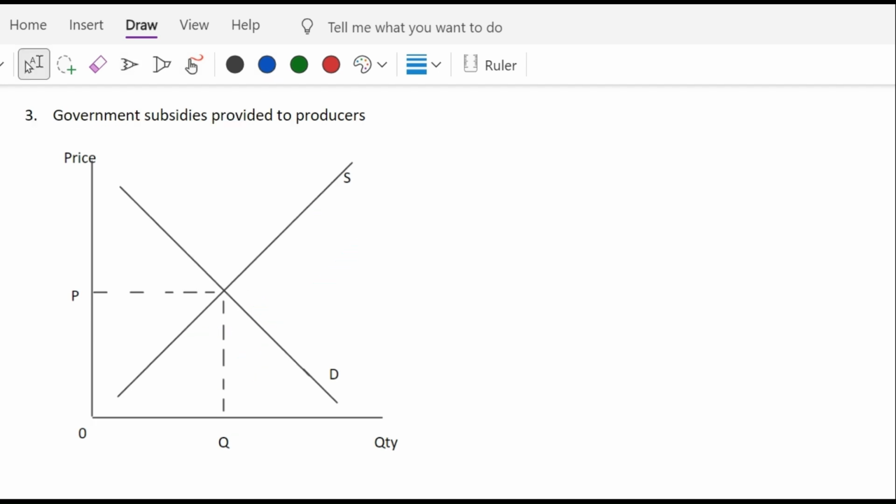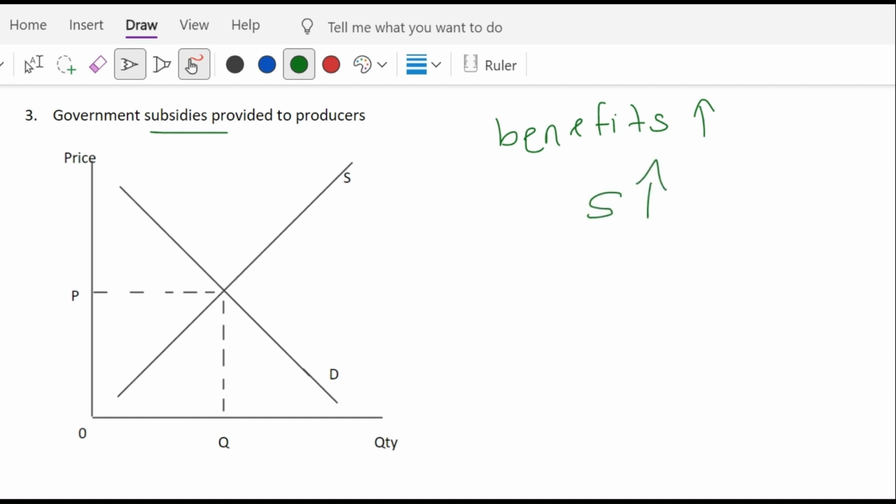Moving on to the third question, government subsidies provided to producers. When the government provides subsidies, subsidies are benefits or grants provided by the government. When the government provides grants, it makes production cheaper, so supply will increase. Again, there will be a shift to the right in the supply curve from S to S1. This increase in supply will lead to a fall in equilibrium price from P to P1.